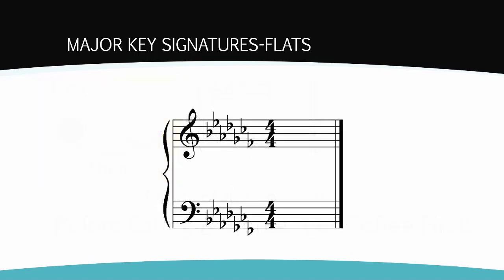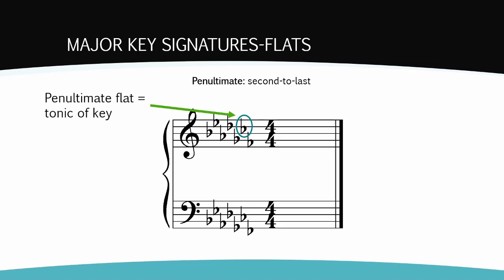When you look at a key signature made of flats, you can determine the name of the key by looking at the penultimate flat. This flat is the tonic of the key. This key signature has 7 flats. The penultimate flat is C flat. That means that the tonic of this key is C flat, and this key signature represents C flat major.